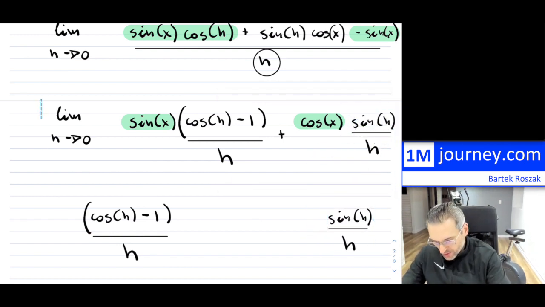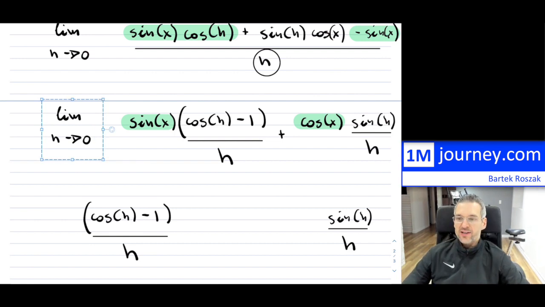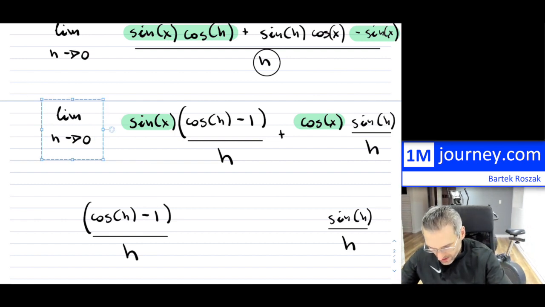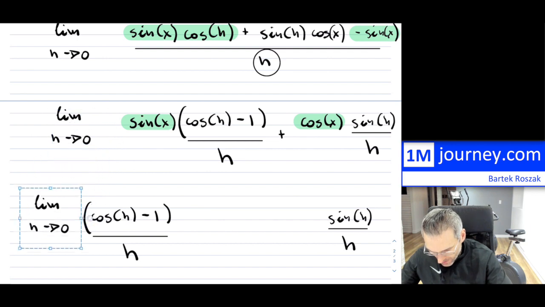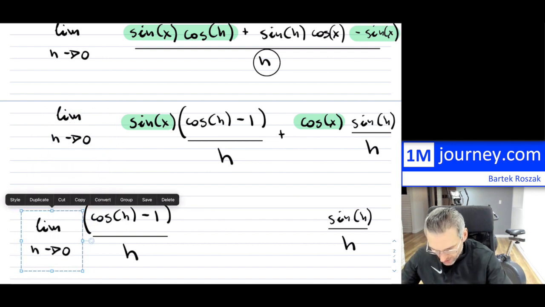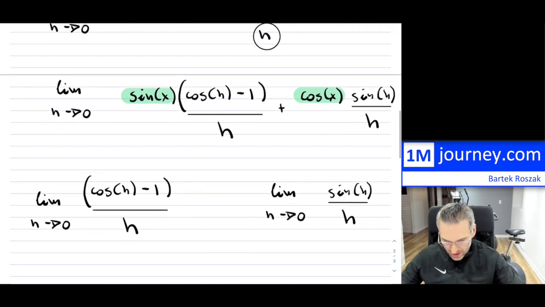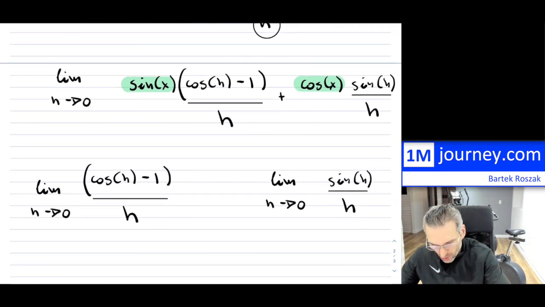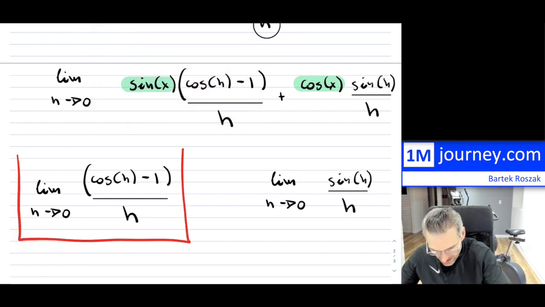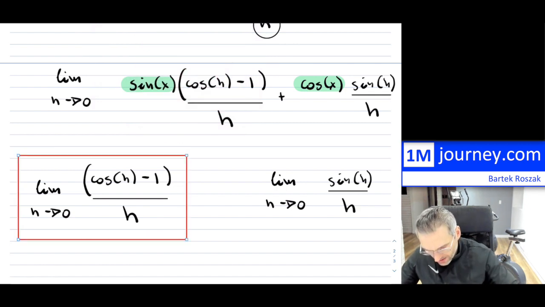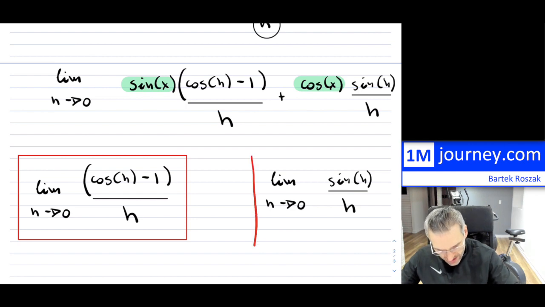Now, if I'm going to apply the limit as h is approaching 0, I have to apply it, by the limit properties, both to here and to here. And I want to now find out what these two are equal to. So what is this equal to, the way that it is put together, and what is this equal to?